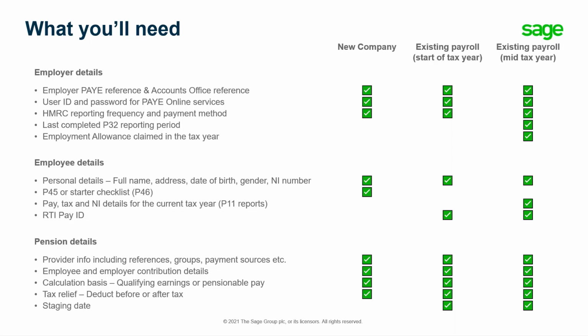For pension details, you'll need pension provider information, including any references, groups, or payment sources. You'll need to know contribution details for employee and employer, the calculation basis, whether that's qualifying earnings or specific elements of pay, and how the tax relief works. And if you're an existing business, what your staging or duty start date was.